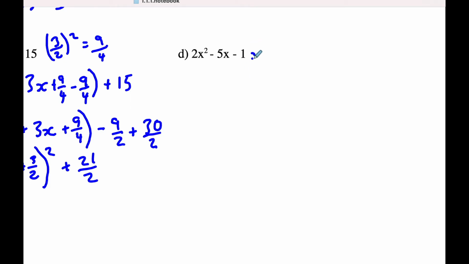So again, the first thing we're going to do to put this in vertex form is we'll put brackets around the first two terms, and we're going to take out the factor of the coefficient for the x term. So this is going to be 2 times x squared minus 5 over 2 x. And then outside the bracket, we have the minus 1.